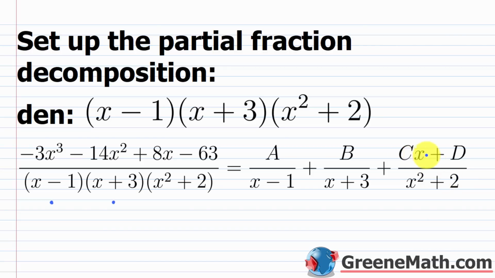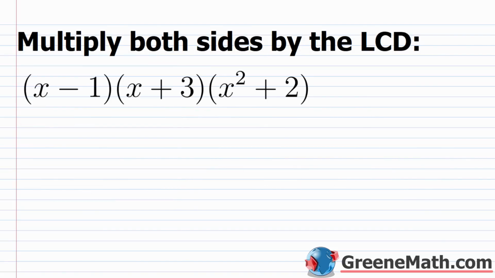So you want (cx + d) over (x squared + 2). This is going to be linear in the numerator because you have a quadratic in the denominator. It's always going to be 1 degree less in the numerator than what you have in the denominator. So this is coming from this guy right there. Once you've set this up, you're going to multiply both sides by the LCD, which is just the denominator of the original rational expression. That's what it's always going to be.